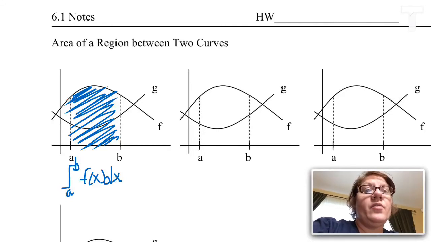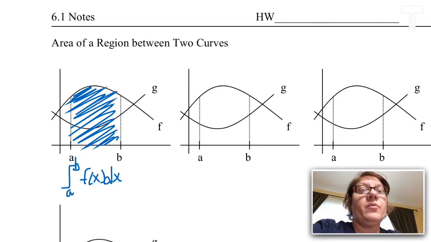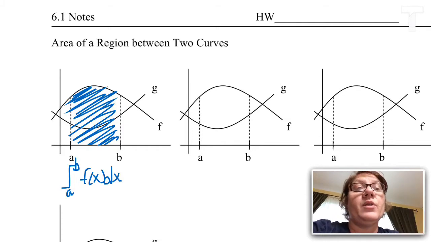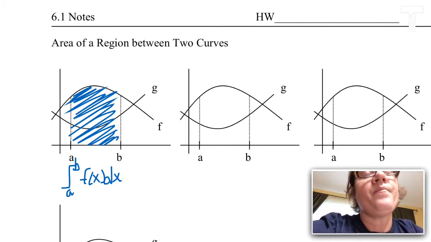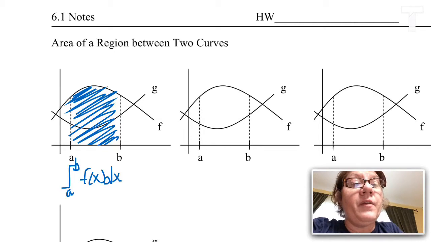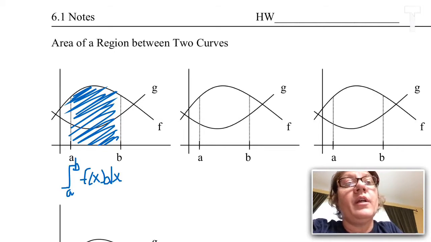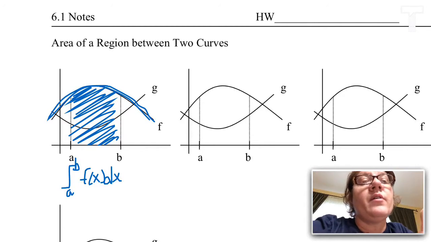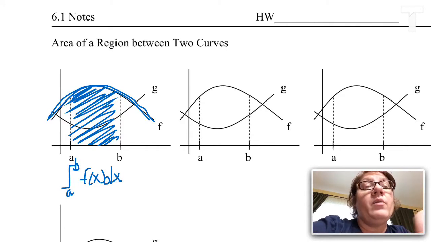Hey guys, so we started talking today about the area between two curves, and we already know that we can use integration to find the area between a curve and the x-axis. So if this upper curve is f of x, and I wanted to find the area below it as bounded by the x values of a and b, then I would integrate f of x from a to b.